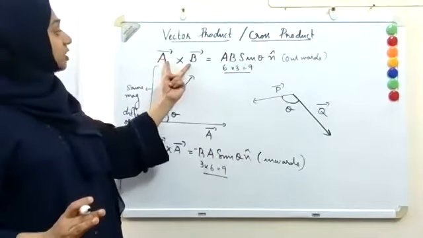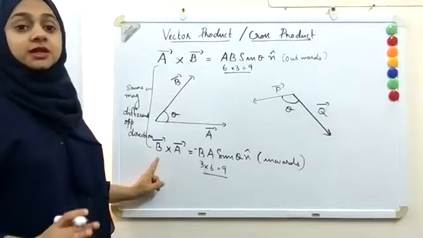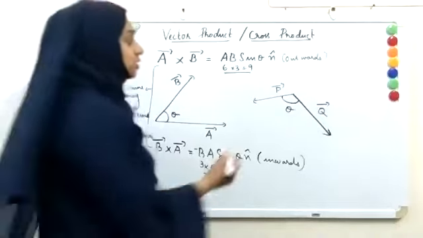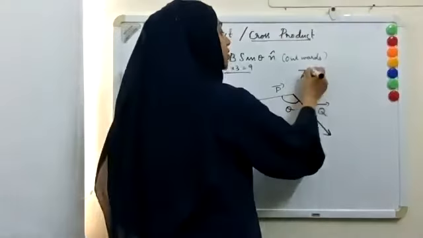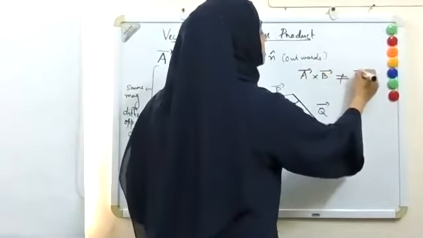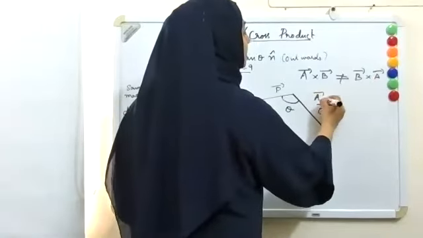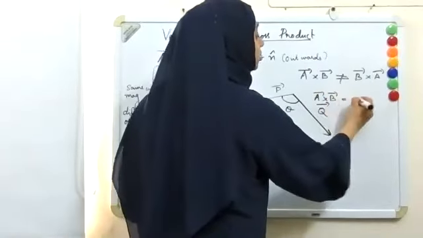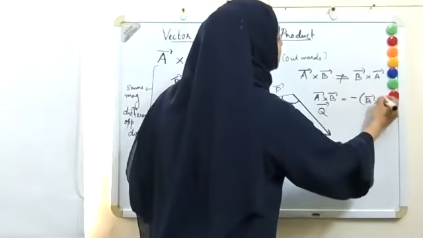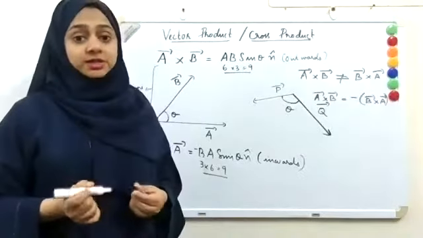So when you take the cross product and if you change the order, you can say that their magnitude will be the same, but their direction will be opposite. Or you can say A cross B is not equal to B cross A. But A cross B will be equal to minus of B cross A, because their direction only changes, but magnitude will be the same.